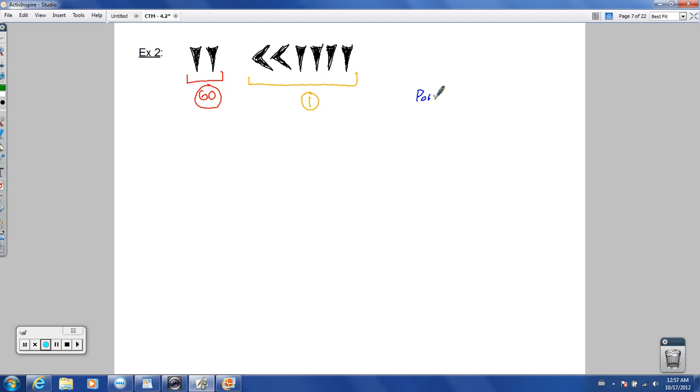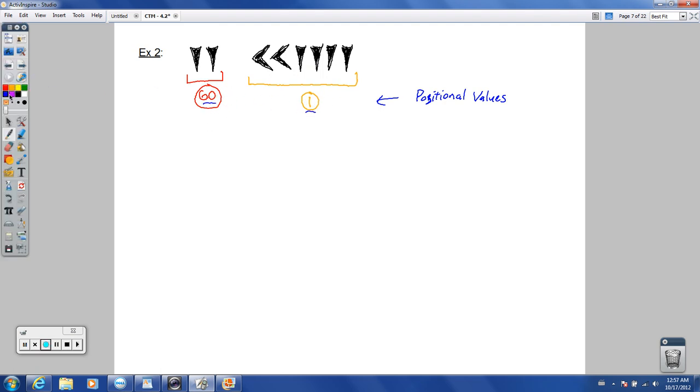Let's write that off to the side. These are the positional values right there. That's a bad looking S. There we go, that's a little better. So these are the positional values, the 1 and the 60 right here and right here. After you've determined that, this becomes a pretty easy problem. After you realize, oh, that's all I've got to do.